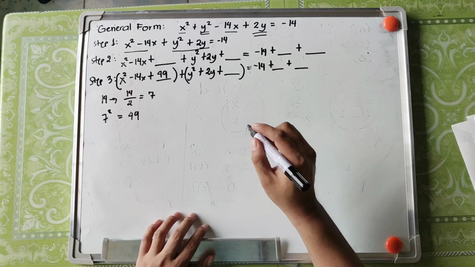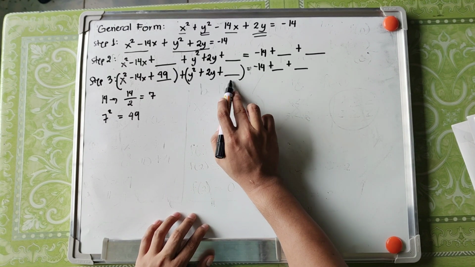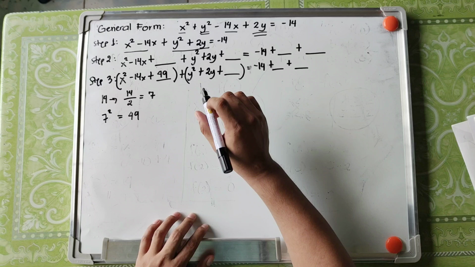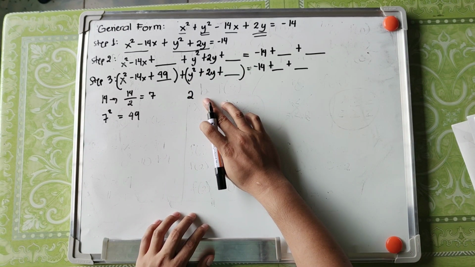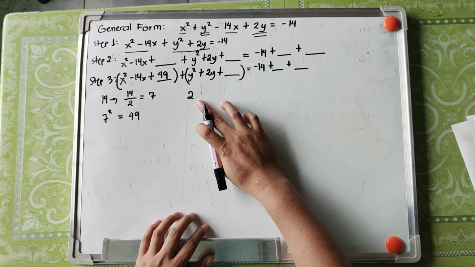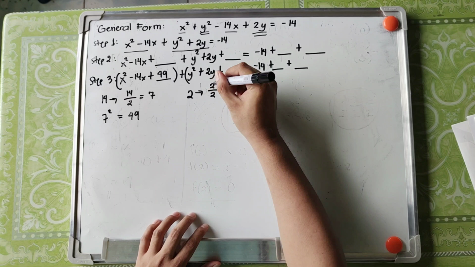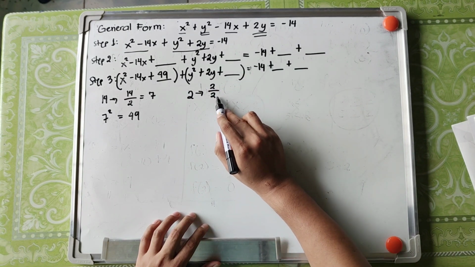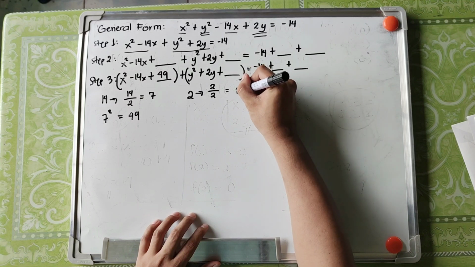49. So next, ano yung second term natin dito? First term, second term, third term. So ano yung second term natin is 2. Yung second term natin is 2 yung constant niya. So anong gagawin kay 2? Half of 2 or simply divided to 2. So 2 divided by 2, same process. So what's the result? 2 divided by 2 is equal to 1.